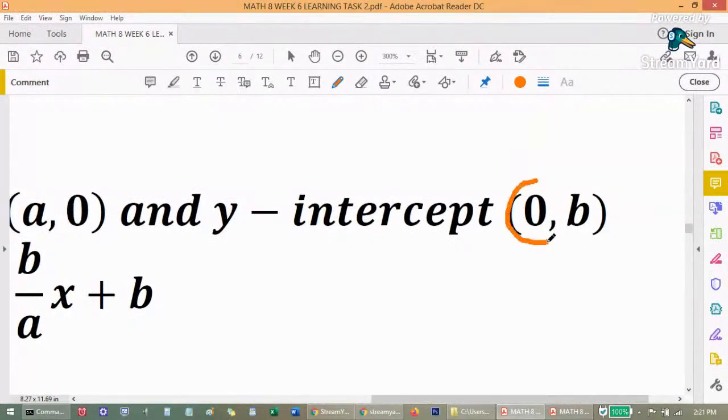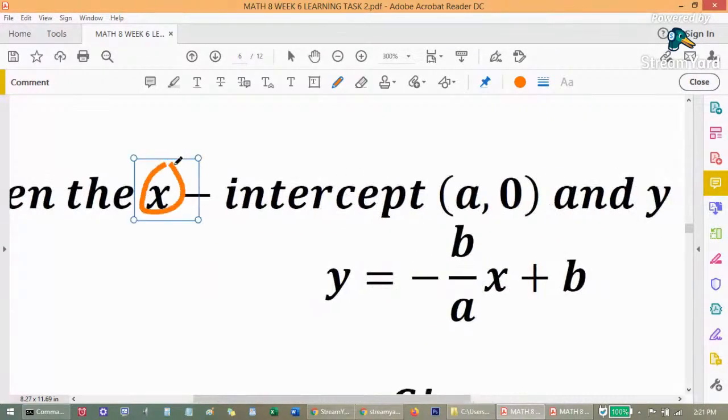Y-intercept, laging 0 ang x. Yung y coordinate ang may value. Kasi nga, y-intercept siya eh. Y nga siya eh. Kaya ito dapat ang may value. At 0 ang x.